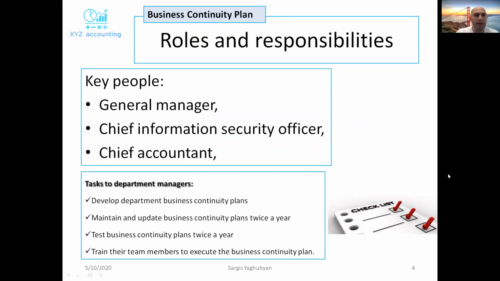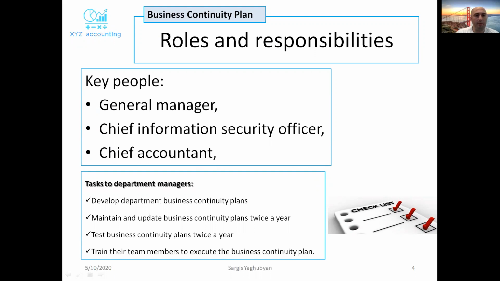Our key people are identified with their responsibilities. The general manager, chief information security officer, and chief accountant will be in charge of developing plans and supervising the roles and responsibilities of our team managers in order to be ready for any unforeseen events.